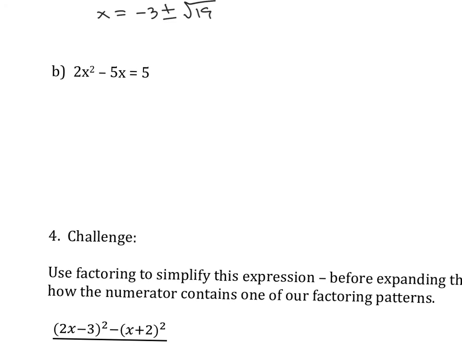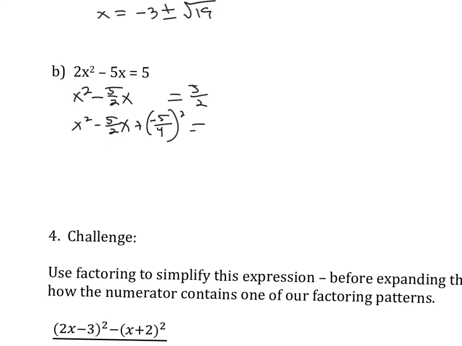All right, taking a look at this next one here. Okay, so we have the constant on the right, but what we want to do now is divide through by 2, and that'll give us x squared minus 5/2 x is equal to 5/2, and I'll leave room for our terms. So now we want to take half of -5/2, which is -5/4, and square that and add it to both sides.